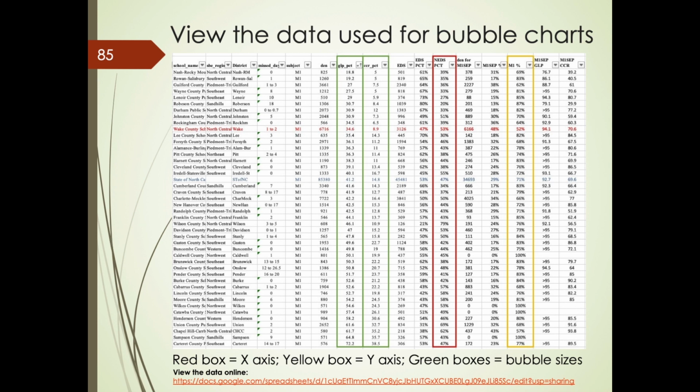And the boxes in green are the bubble sizes. The red box is the x-axis. That's the NEDS percentage, the non-economically disadvantaged percentage. And then the orange or yellow box is the y-axis, and that's the percentage of students taking the Math 1 EOC who are high school students.